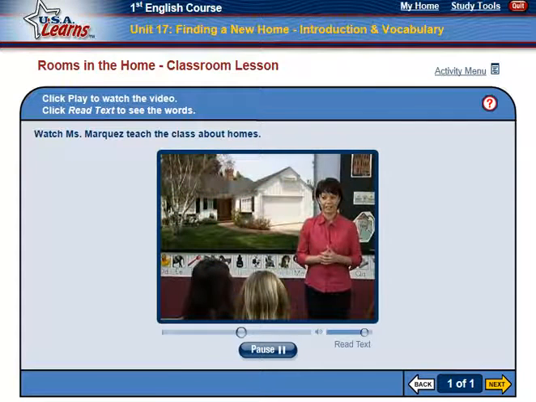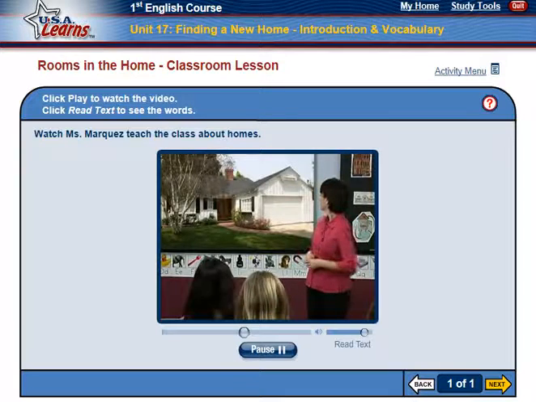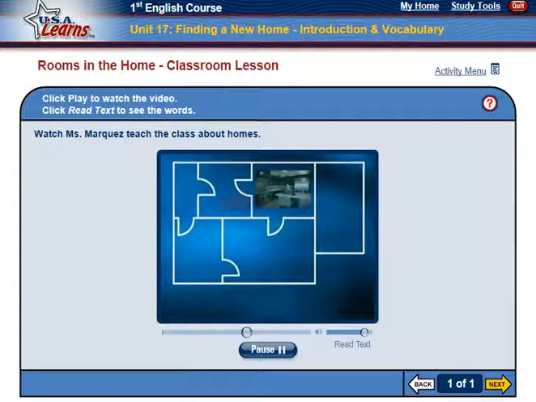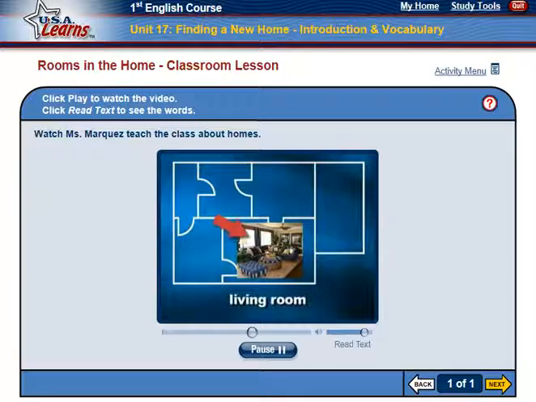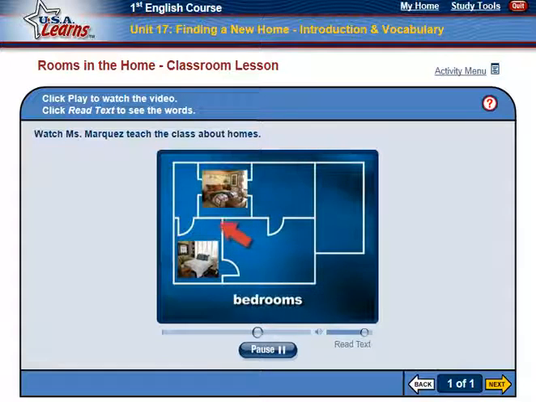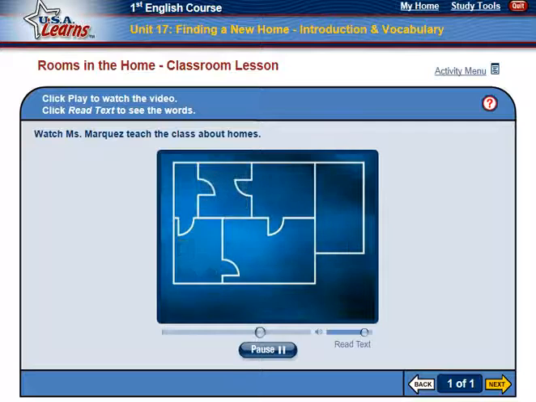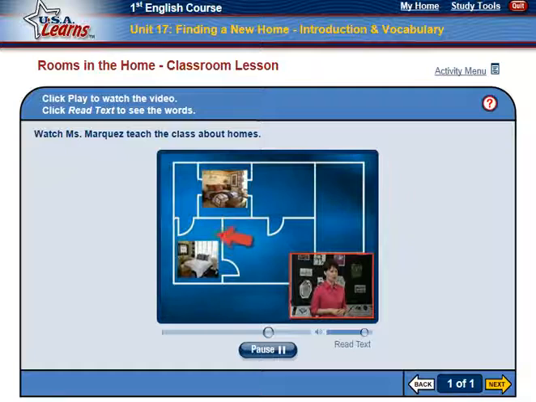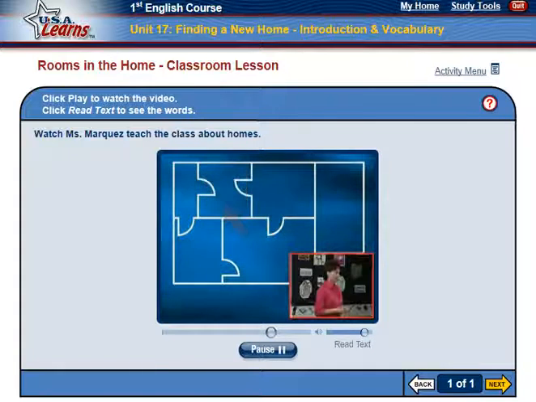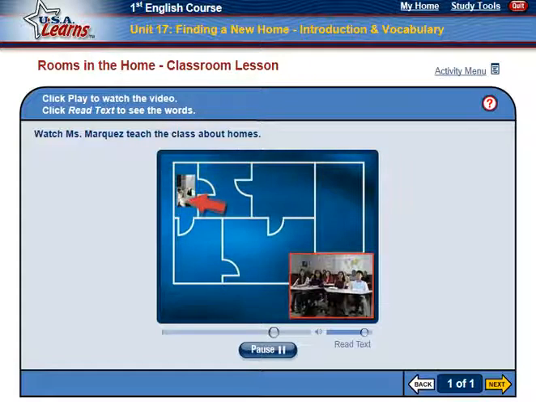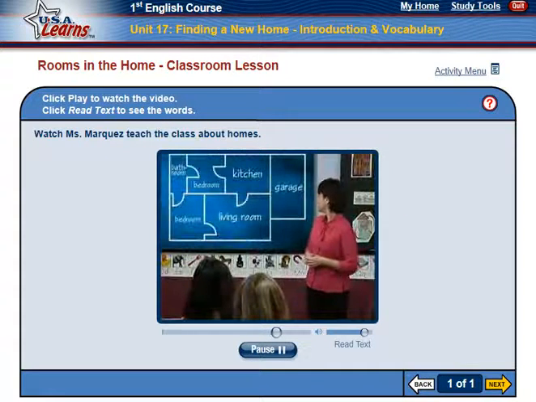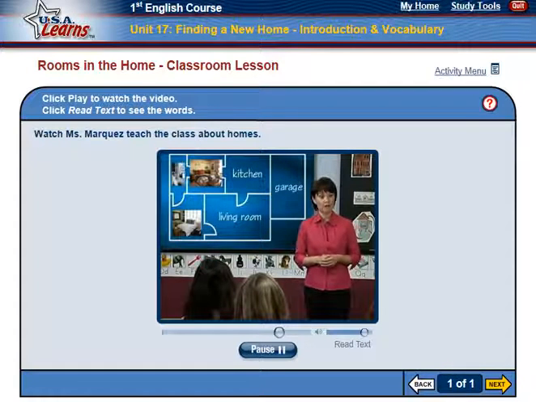Okay, class, let's take a look at this house. This is the kitchen. This is the living room. These are the bedrooms. And this is the bathroom. How many bedrooms are there in this house? 2. Right. How many bathrooms are there? 1. Right. This is a 2-bedroom, 1-bathroom house or home.